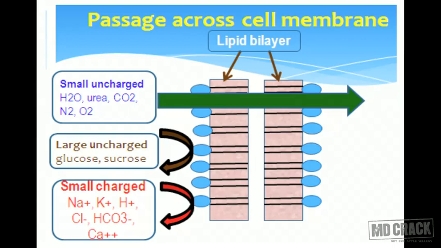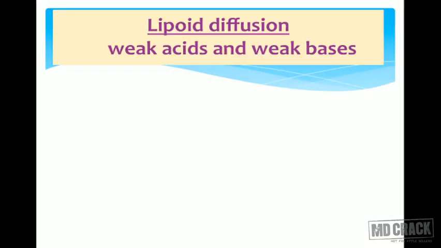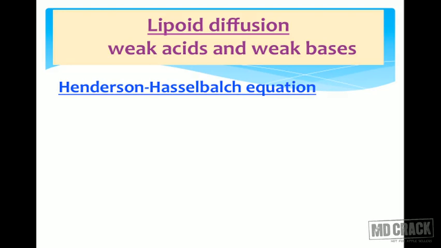Let's have a look at it. This is the lipid bilayer. There are hydrophilic heads and hydrophobic tails. Now large uncharged molecules are not allowed because they are large. Let's see if the molecule is small but it contains a charge, what happens? It's also denied, which is telling you that if you are small, you are easily allowed. If you are uncharged, if you are non-ionized, you are easily allowed. Let's keep this in mind while discussing the next one, that is called lipoid diffusion, which is practiced by weak acids and weak bases.